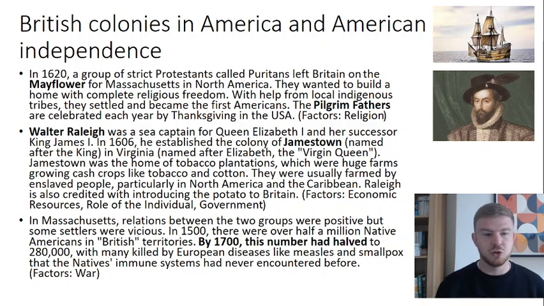So in 1500, there were over 500,000 Native Americans in British territories, areas that had been colonised by British groups. But within 200 years, this number had halved to 280,000, with many of them killed by European diseases like measles, like smallpox, that the natives had never come across before. Their immune systems were not prepared for.